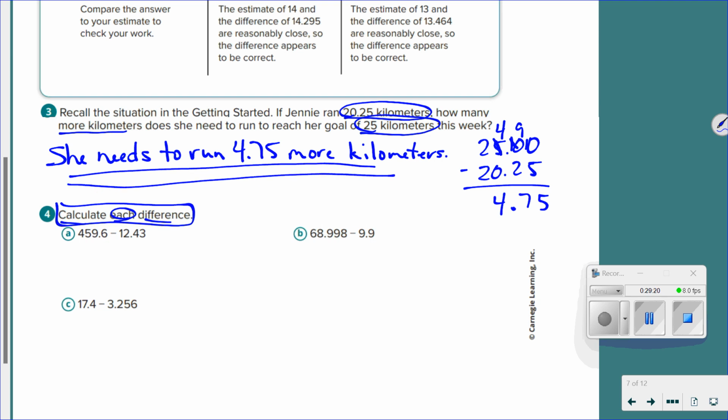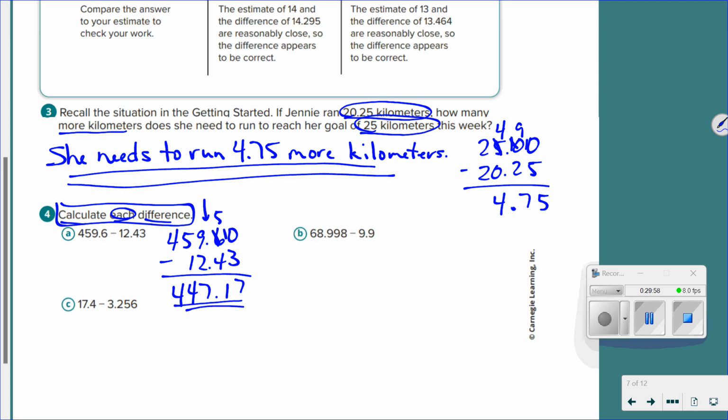Okay? Again, as we start on the difference, we start by writing the larger number on top, 459 and 6/10, subtracting 12 and 43 hundredths. Again, our big key is making sure that those decimals are lined up. Add trailing zeros where needed. I borrow from the 6. 10 minus 7 gives us a 3. 5 minus 4 is a 1. My decimal comes straight down. 9 minus 2, 7. 5 minus 1, 4. And the 4.